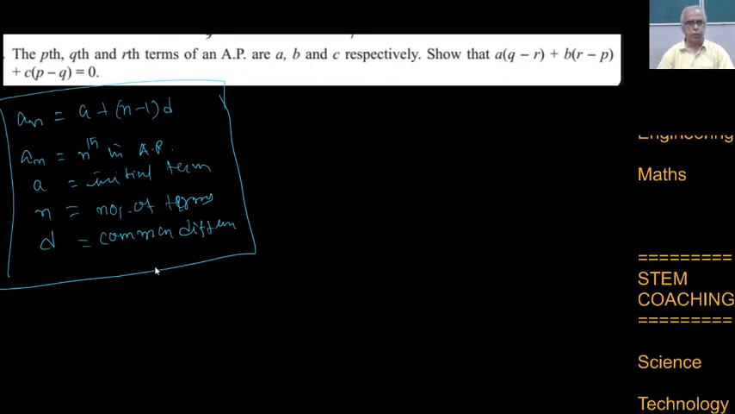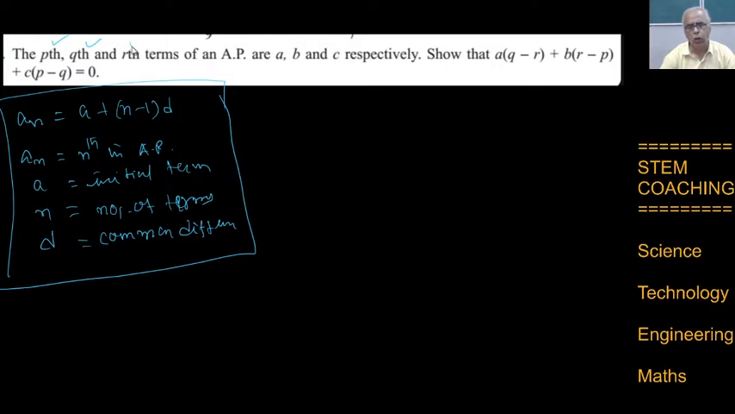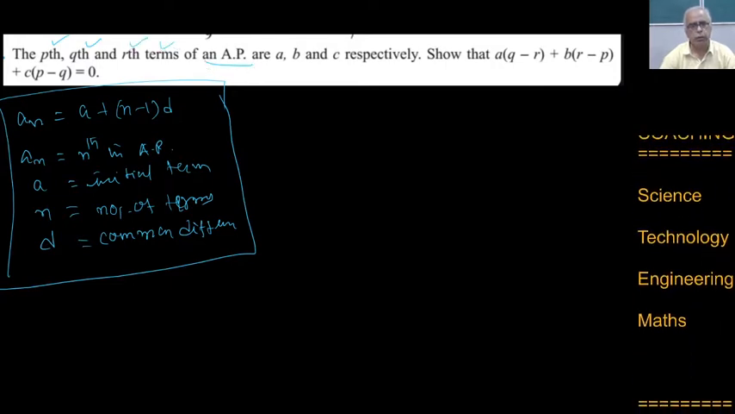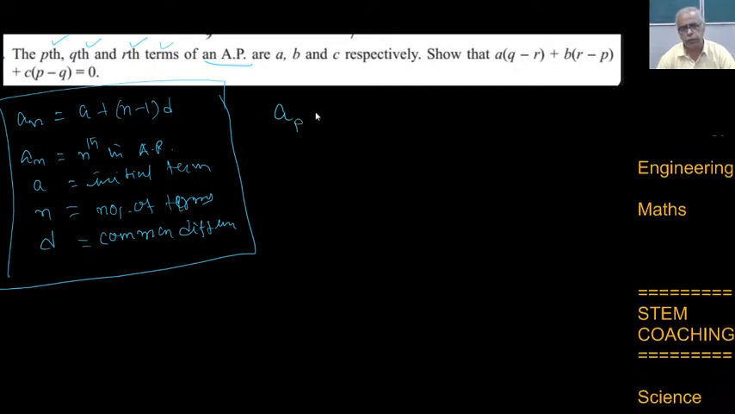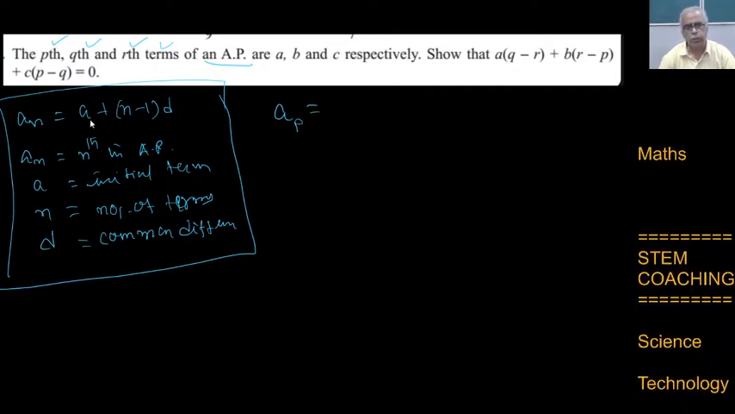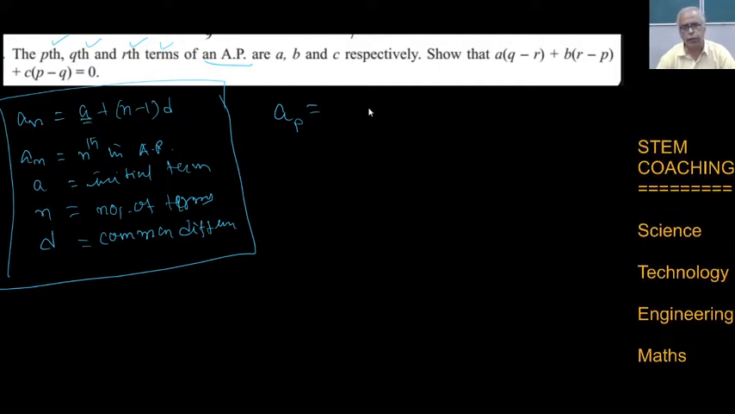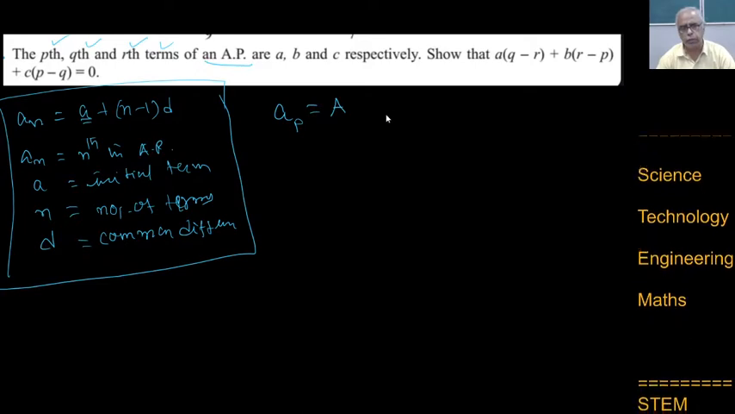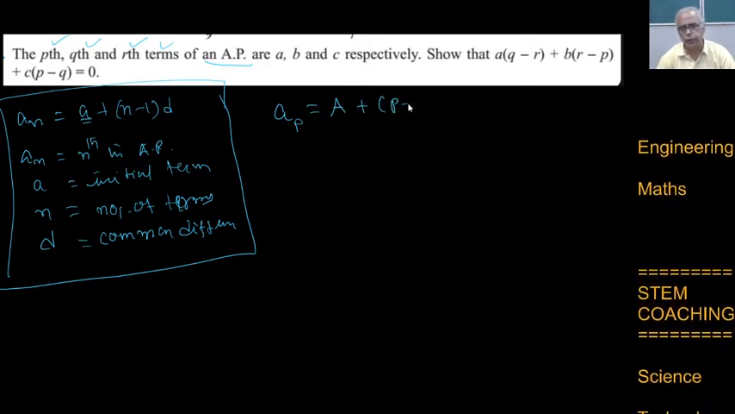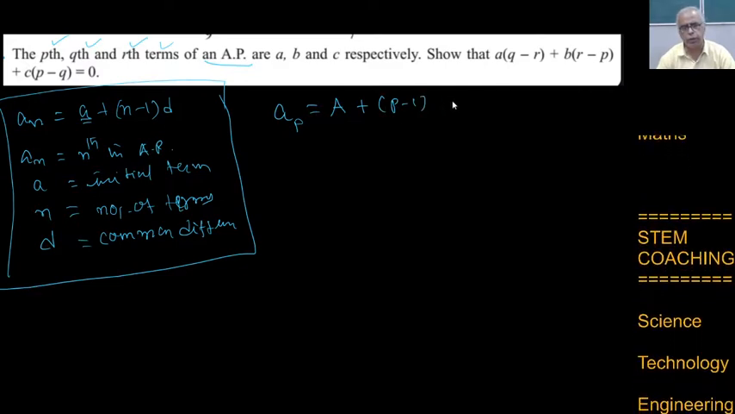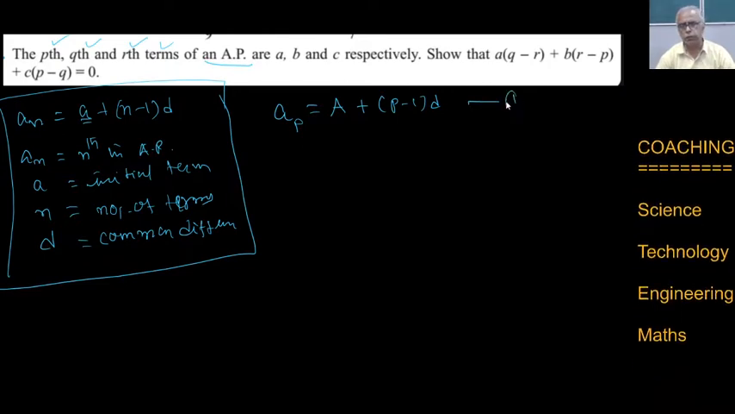It is given as the pth, qth, rth terms of an AP. Now how can it be represented? Let us apply the formula. Since they come as A, B, C, let us introduce them with capital letters. So the pth term is A = a + (P − 1)d. Instead of n, we put P, then minus 1 into the common difference. So this is the first equation.